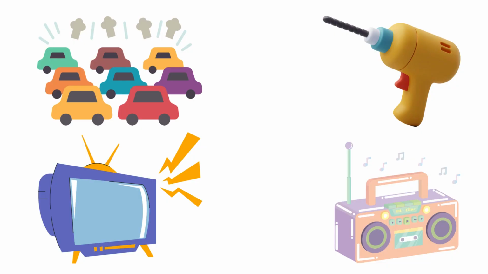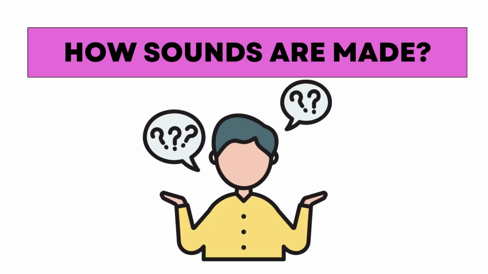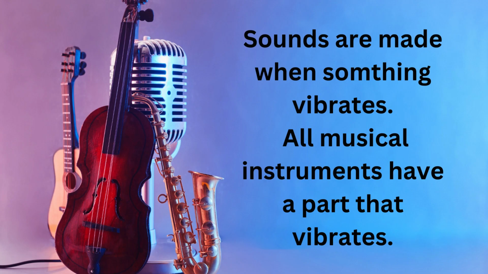Sounds come from traffic, machines, television, and radios. Some sounds are pleasant, others are noisy, and some can be dangerous. Students, do you have any idea how sounds are made? Sounds are made when something vibrates. All musical instruments have a part that vibrates. So, sounds happen when things move and shake.